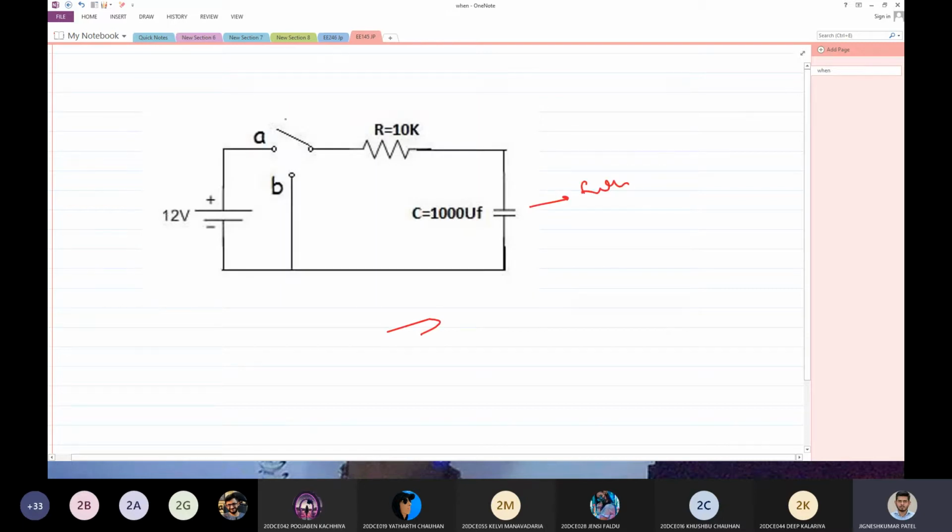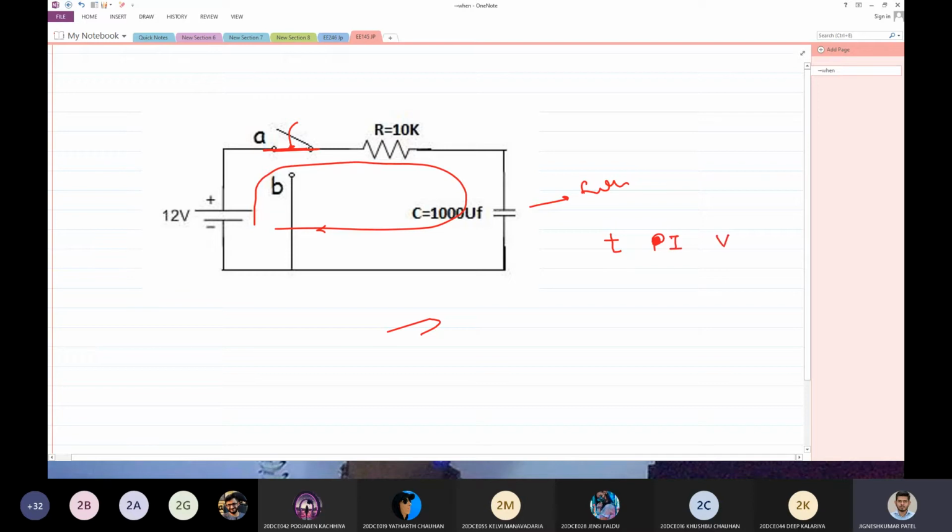Then we are going to first close this switch, in this position. So I'm going to provide a closed path like this. As soon as I provide a closed path, my current will start flowing from this to this, and ultimately my capacitor will start to charge. We'll take 3 readings. The first reading would be of time, the second would be of your current, and the third would be of voltage.